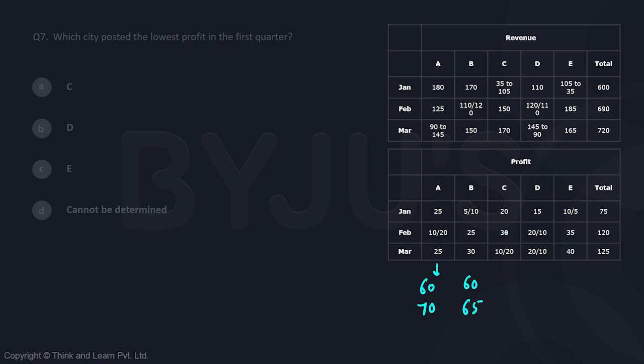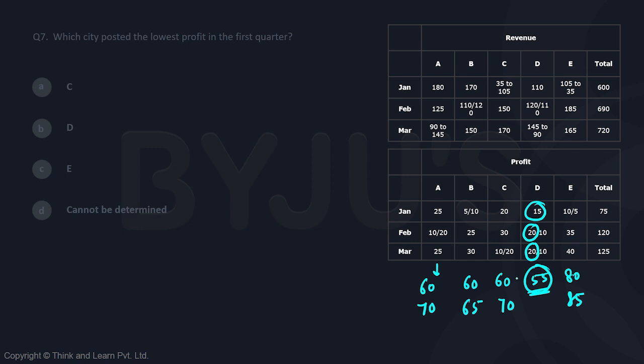55 plus 10 is 65. For C, it is 20 plus 30, 50. 50 plus 10 is 60, or 50 plus 20 is 70. For D, it is various possibilities. For E, 75 plus 5, 80, or 75 plus 10, 85. Once again, when I talk about D here, 15 plus maximum 20, even that makes it 55. There is no city which has a profit of less than or equal to that.